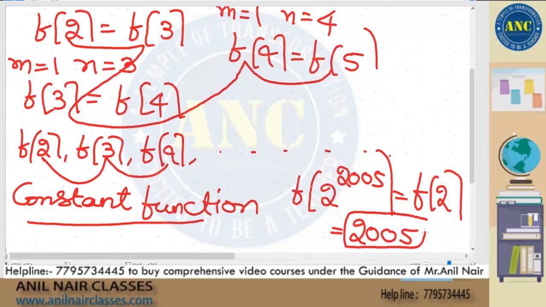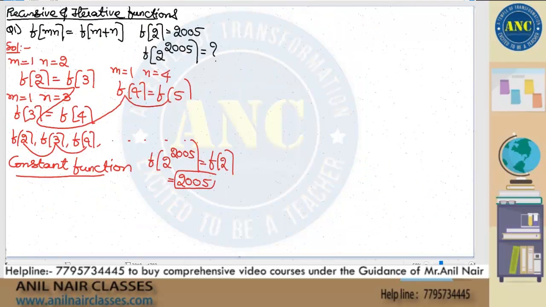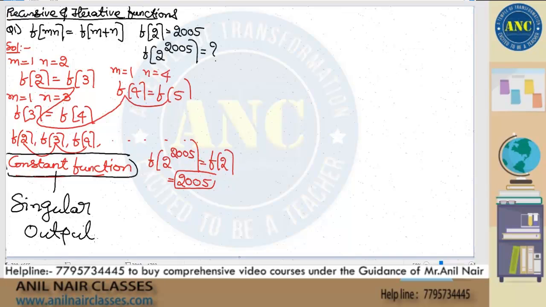A beautiful question to start with. This is an example of a constant function. In a constant function, there will be a singular output. Singular output means f of 3, f of 4, f of 5, f of 6, every value after f of 2 will come down to f of 2. So the answer is 2005. I hope it is clear.